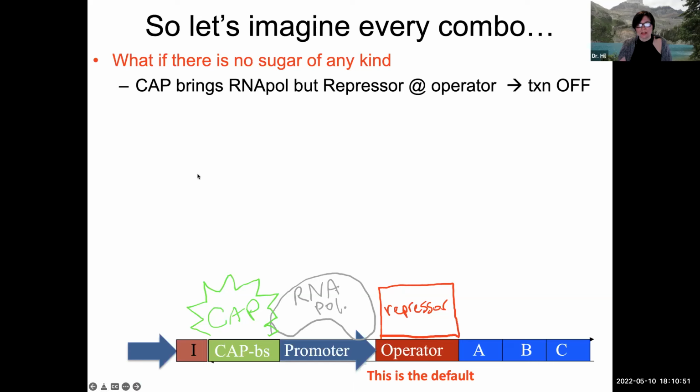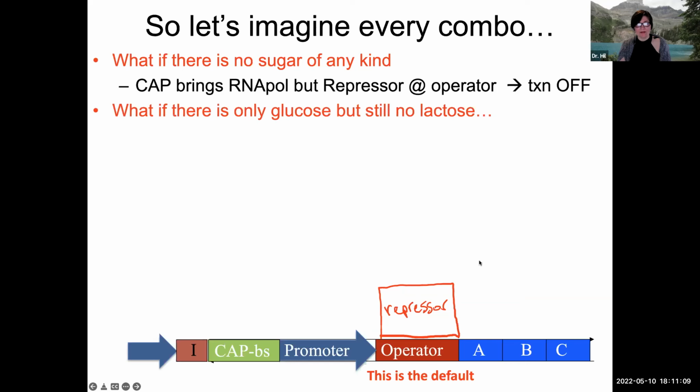In this circumstance, there's no lactose, so the repressor is on the operator. There's no glucose, so CAP is here, and it's brought RNA polymerase here. So it's just like this scenario you see right here, where yes, RNA polymerase is there, but repressor is in its way. Transcription is not happening. Right. Okay. Now, what if there's only glucose, still no lactose?